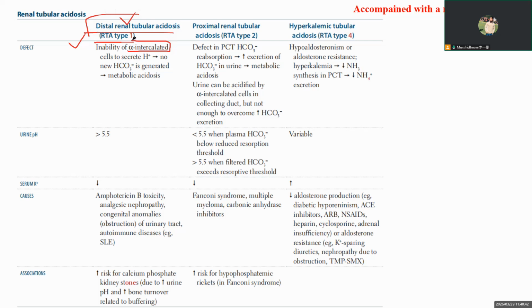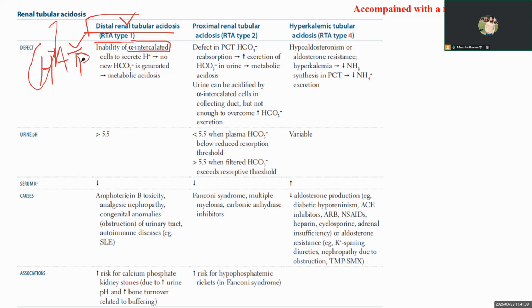So if we just revisit those alpha intercalated cells, what is their primary job? Do remember, these cells have hydrogen ion ATPases on their apical membrane, and their main job is to actively pump the hydrogen ions back into the urine.